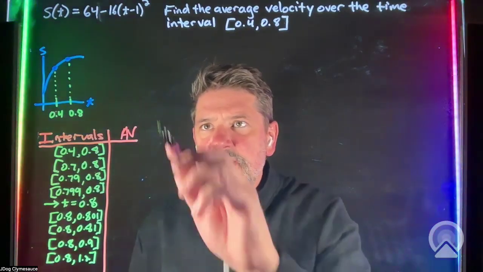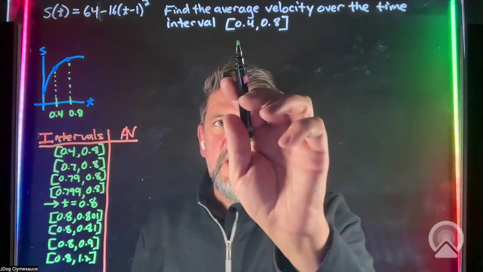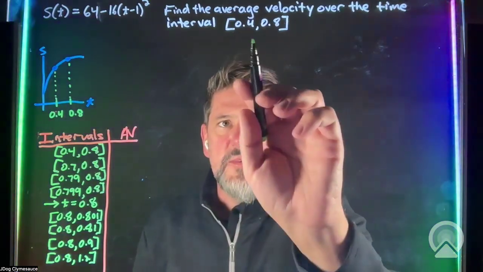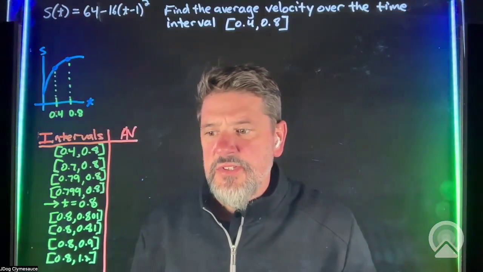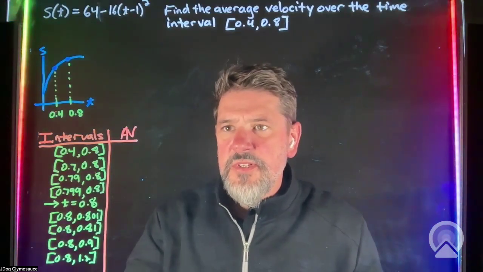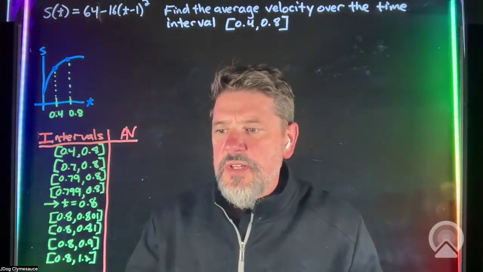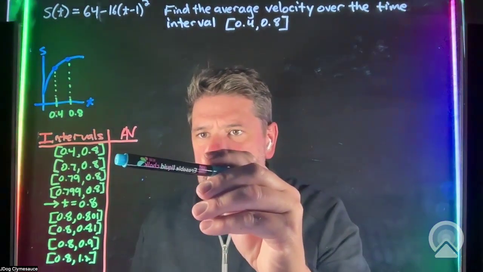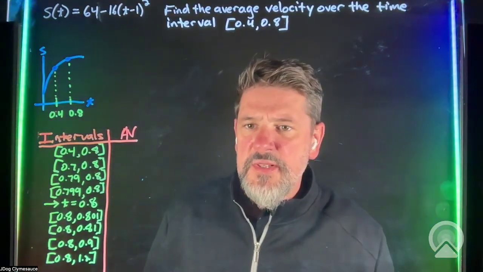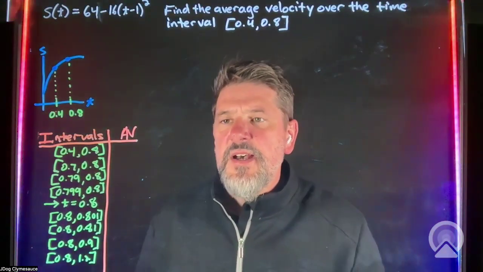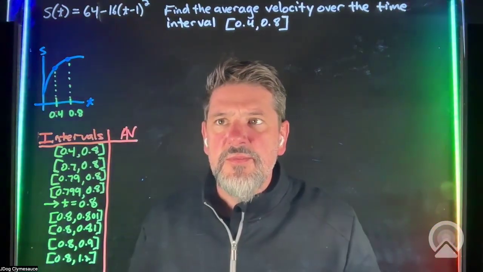And so the function is this right here, as we can see. And this is the time interval we're looking at, from 0.4 to 0.8 seconds. What is the average velocity from 0.4 to 0.8? And we're going to take a look and see how these average velocities compare around the time 0.8 seconds. But we're starting with 0.4 to 0.8.